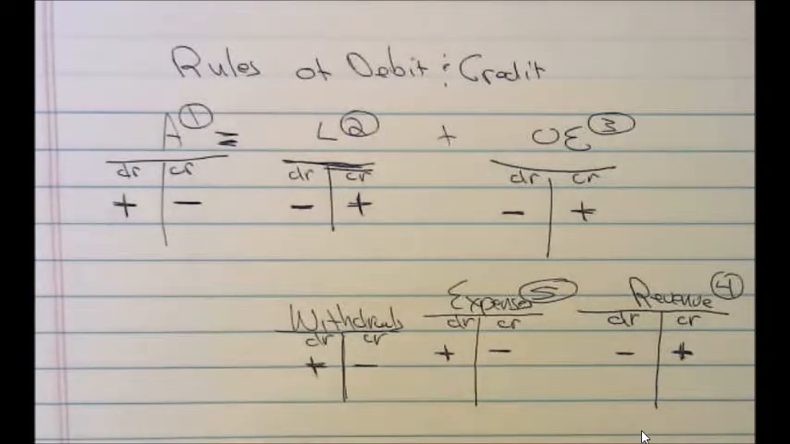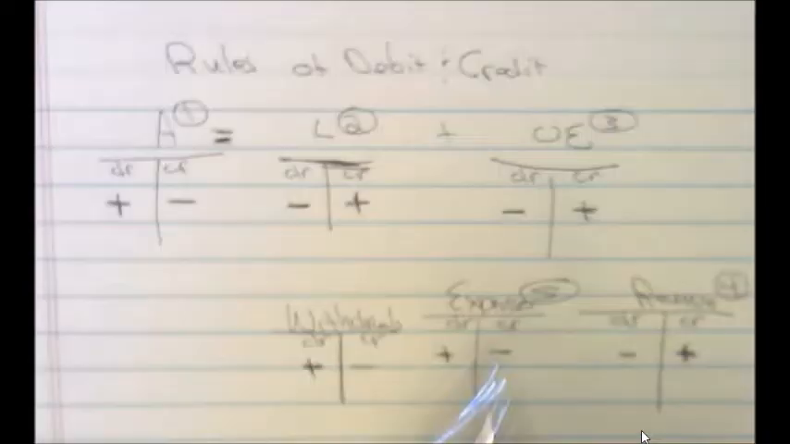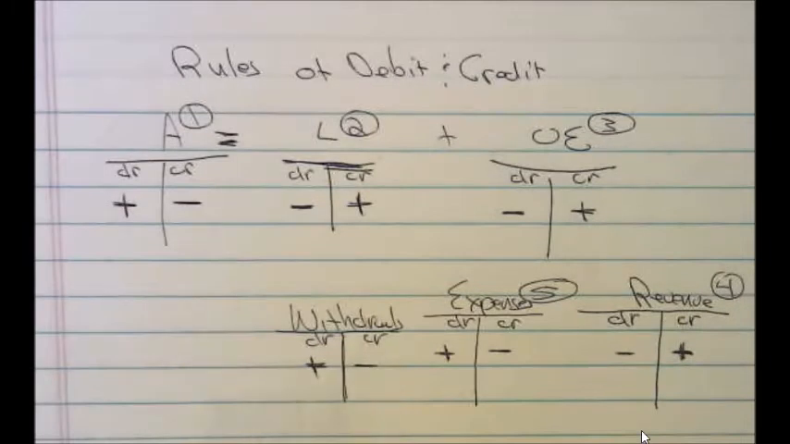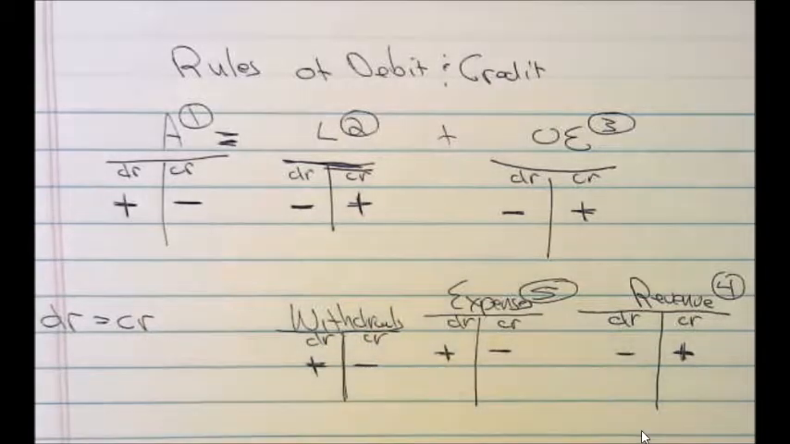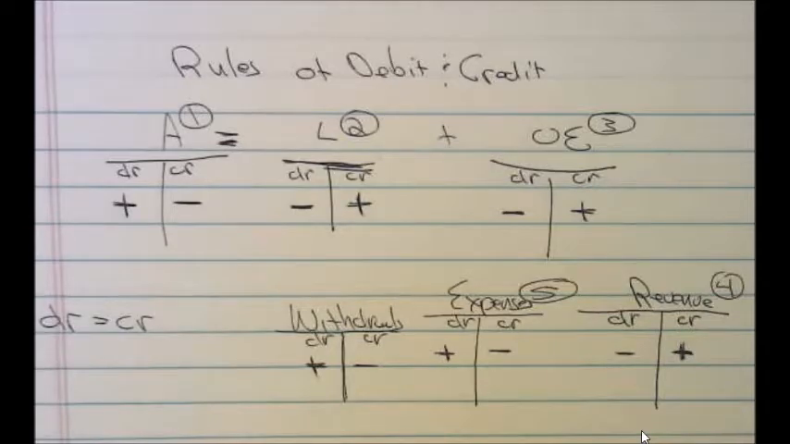One more little rule that we have to deal with, right? Every transaction, everything that we do, we still have the same equal sign to deal with, right? So everything that we do, we have to make sure that debits equal credits, right? Debits and credits have to equal with every transaction that we do. Okay. What you're looking at here, this little diagram is what's going to carry you through the course.